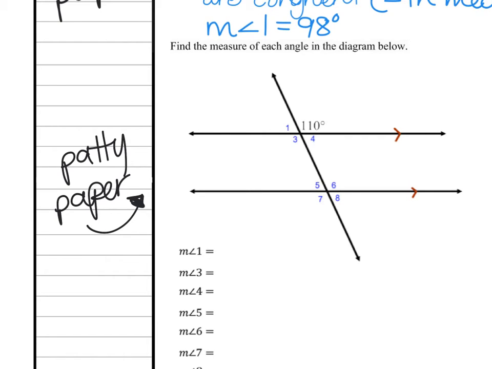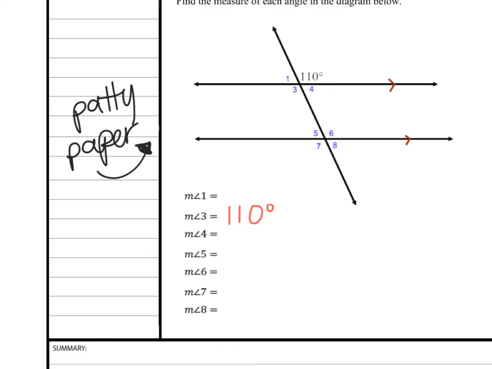I'll do the same thing. So you know now that the measure of angle 3 is 110 degrees. Write it down. What's another one that's 110? 6. George. And then Sebastian Gould, what's the last one that's 110? Thank you.